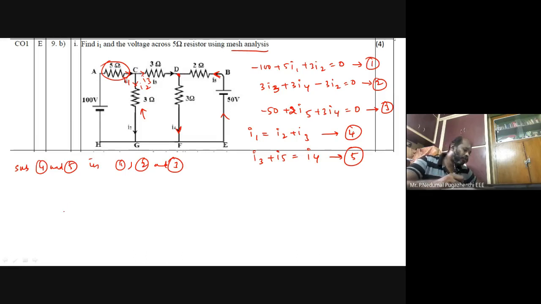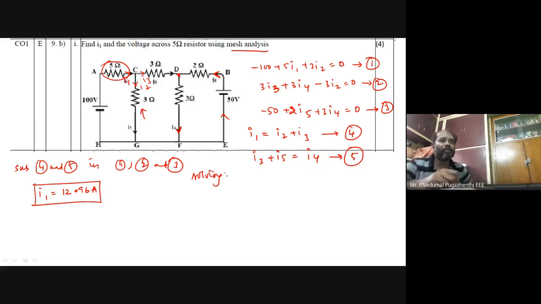So I will get I1 is equal to 12.96 amperes. If I solve that, I will get my I1 value to be 12.96. You can work on this and tell me whether you are getting it.